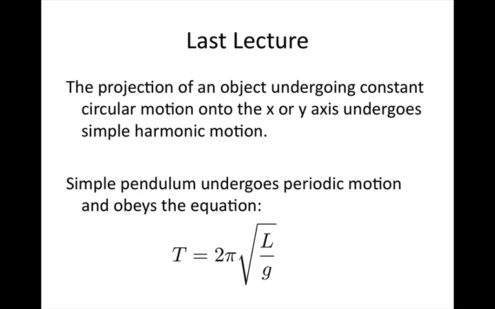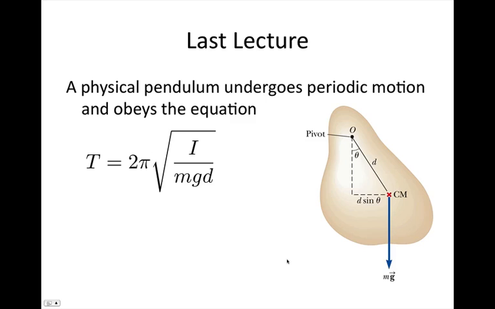First of all, a quick recap of the most important ideas from last lecture. We saw that the projection of an object undergoing constant circular motion onto the x or the y axis undergoes simple harmonic motion. We also said that a simple pendulum undergoes periodic simple harmonic motion and that it obeys the equation: the period for the pendulum is equal to 2 pi times the square root of L on g. More complicated physical pendulums also undergo periodic motion and they obey the equation.